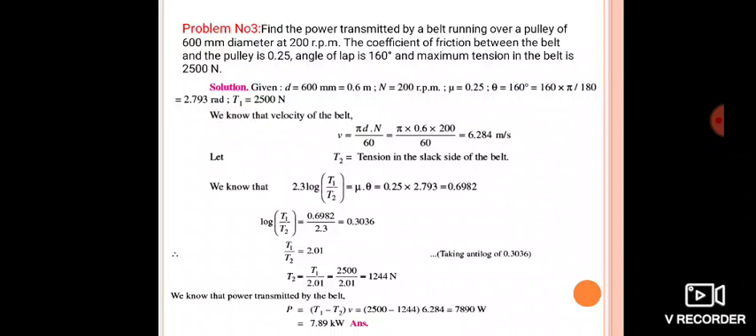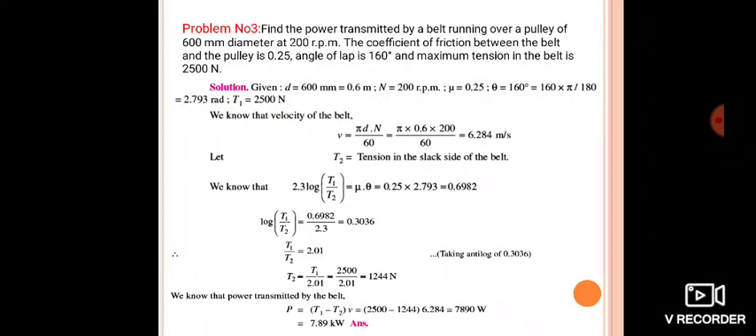First, understand what to find and what data is given. Okay, so here the given data are diameter d, n, mu, theta and T1. Okay, with the help of these we need to find the power transmitted by the belt, or P.